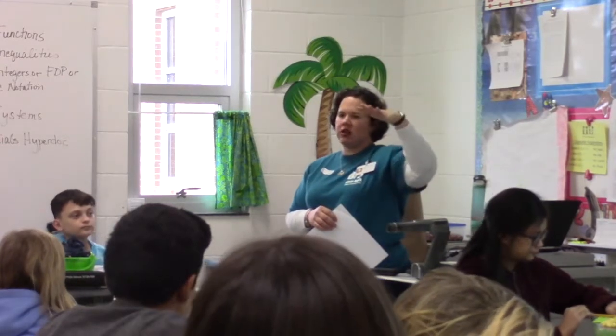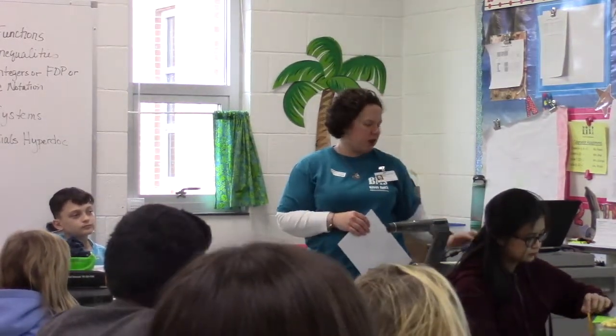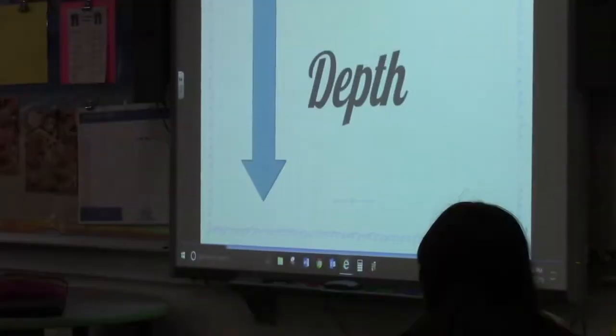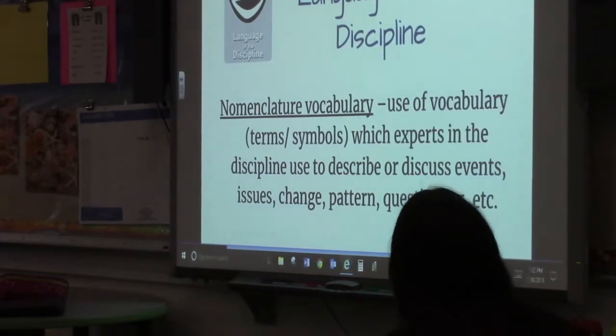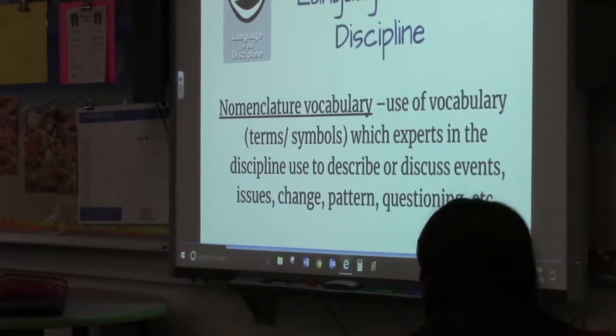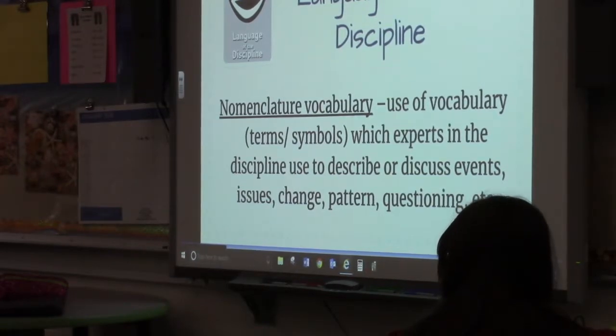So we're not just trying to scratch the surface, we're trying to really have a better understanding of what our topic is. Right, so we're going to start with depth. The easiest part of it, or maybe the least complex, is language of the discipline. And I have a really fancy word for you here, nomenclature vocabulary. What that means is that we use the vocabulary that experts in the discipline use to discuss the events, the ideas, that kind of stuff.